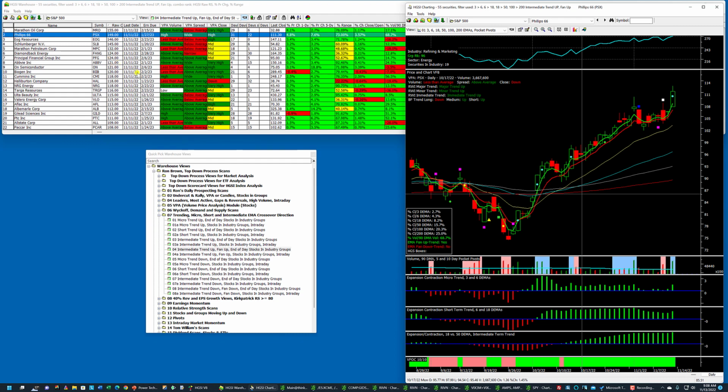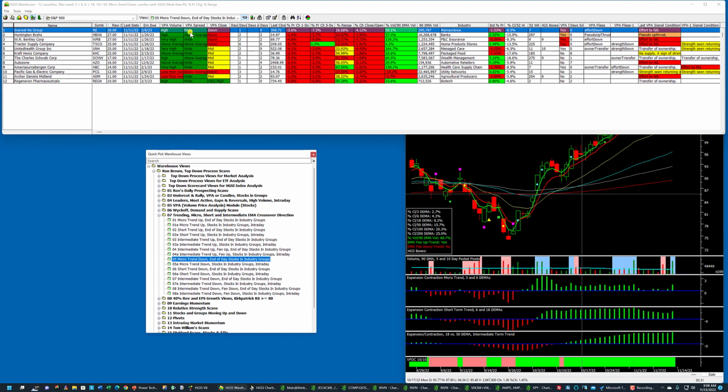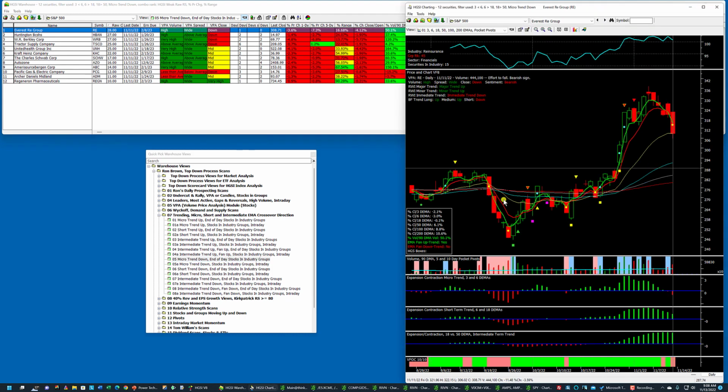So I'm giving us 4 different scans on the long side, and then I give you 4 different scans on the short side. Let's go to micro trend down. And you can see right here that this happened on Thursday. Here is Friday. So the micro trend's down, but the short-term trend is still up, as is the intermediate term trend. So this can locate stocks that may be rolling over, as that's what's happening here.